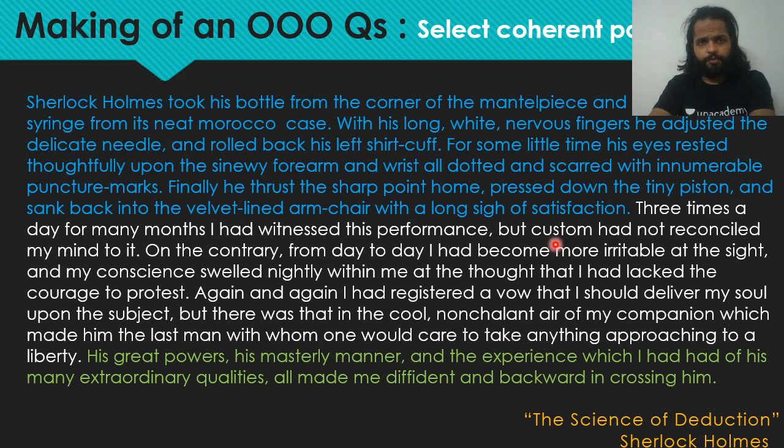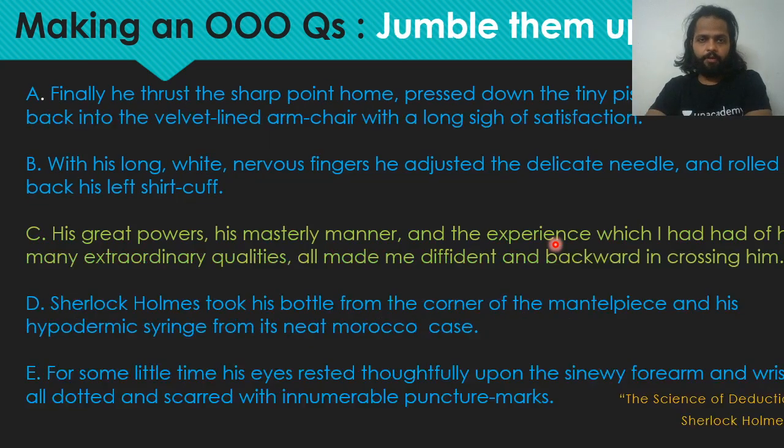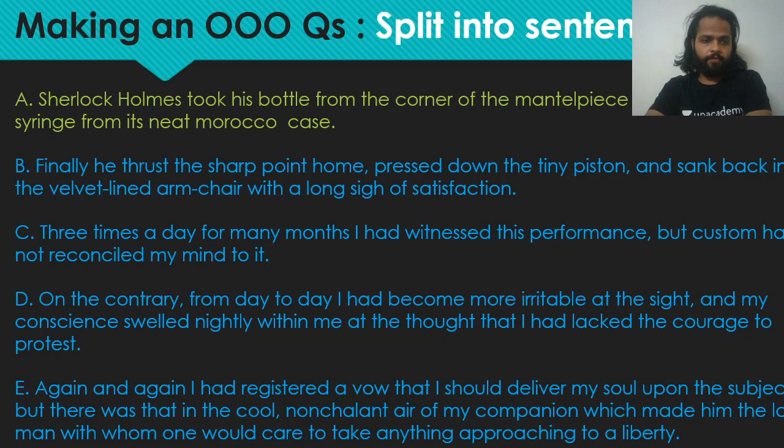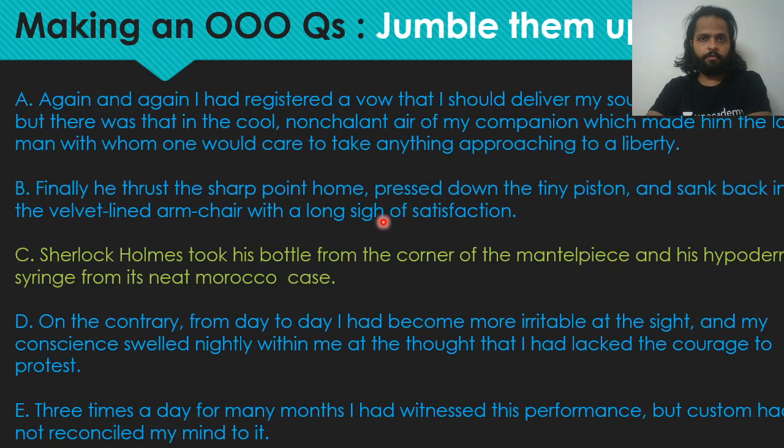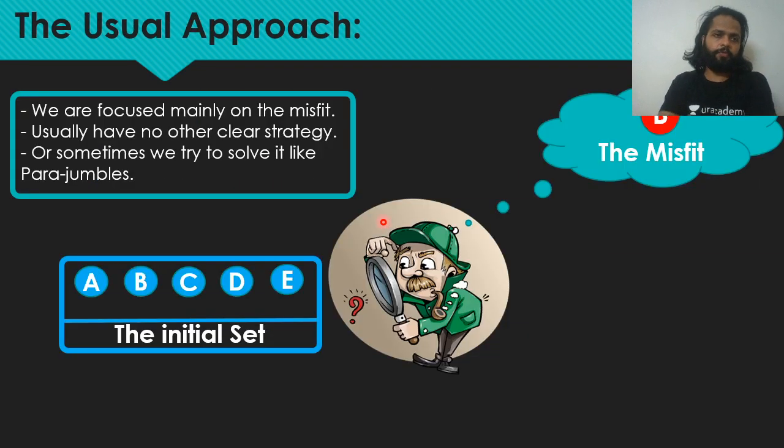Okay, now that we know how an odd one out question is made, let's have a look at how students usually approach it. You're provided with an initial set of sentences A, B, C, D, E, and you're asked to find which one is the odd one out, right? Most of the aspirants are totally focused on the misfit. The thought process is always, okay, which one is not going to fit here, which one stands out too much? They're totally focused on the misfit.